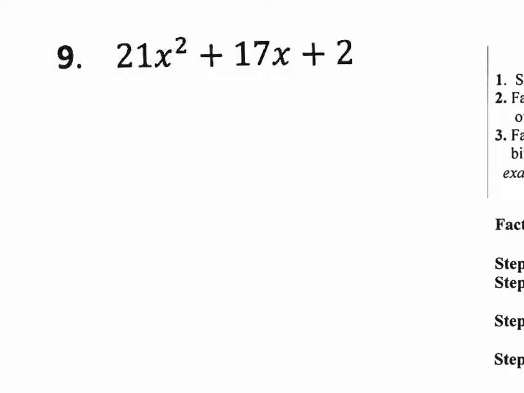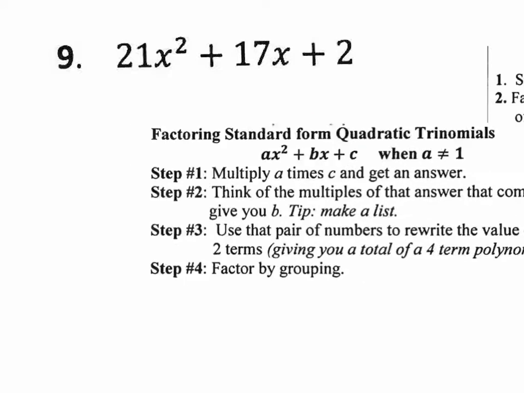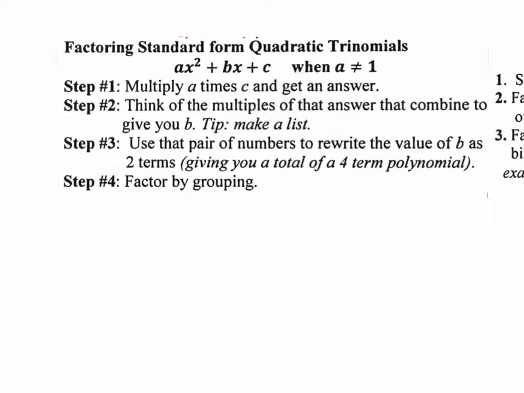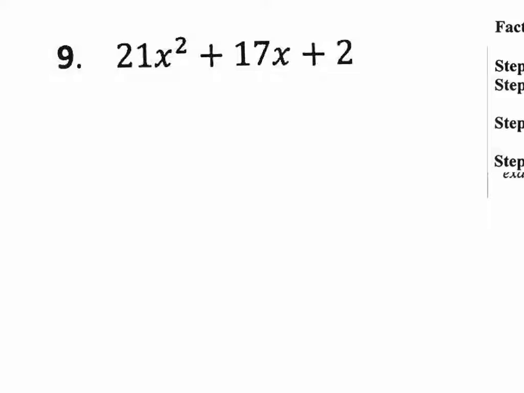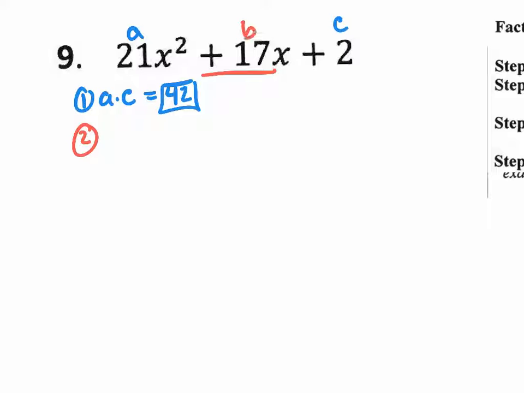All right, so right here you obviously need to do your steps. What are your steps? Multiply A times C, get an answer. Step 2, make a list of the multiples of that answer that combine together to give you the B value. And then you change your trinomial to a polynomial and then factor by grouping. So let's do that. Everybody should write down the steps when you're showing your work. A is 21, C is 2, so we will get 42 as the answer for step 1. Step 2, make a list of the multiples of 42 and see which one combines together to give you 17, the B value.